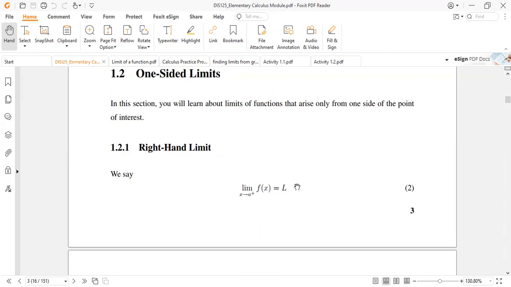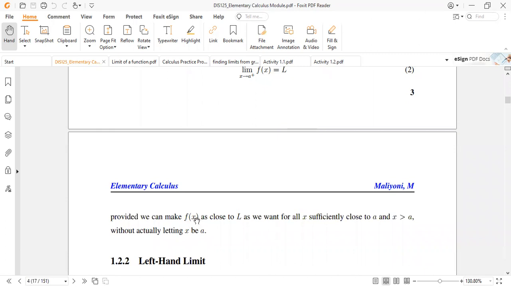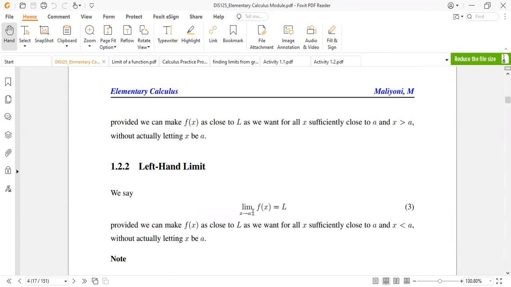The right-hand limit is denoted as the limit as x approaches a, with a plus sign here, of f of x is equal to L. So that is the right-hand limit, provided that we make f of x as close to L as we want for all x sufficiently close to a and x greater than a, without letting x be a. And the left-hand limit is where you have the limit as x approaches a, with a superscript negative sign, of f of x equal to L. This is the case provided we make f of x as close to L as we want for x sufficiently close to a, where x is less than a.